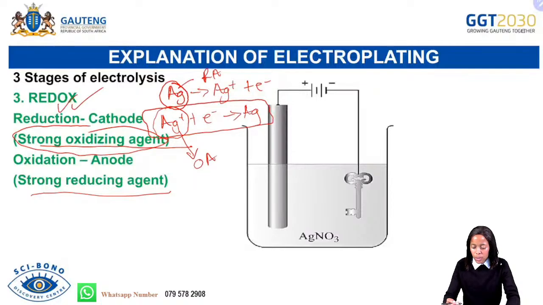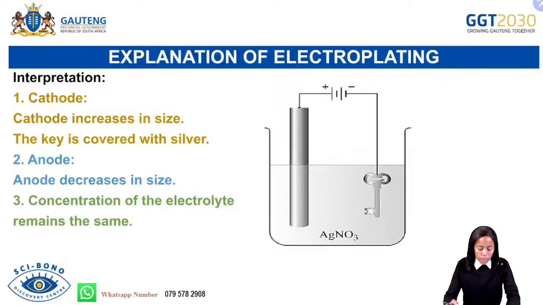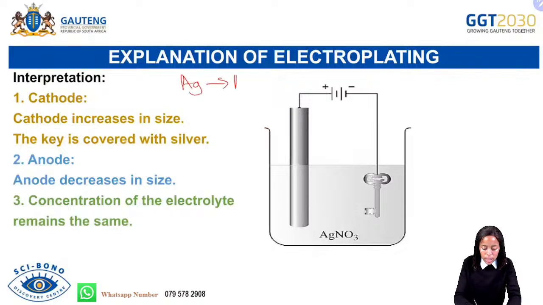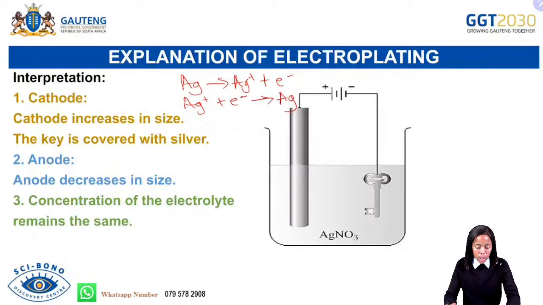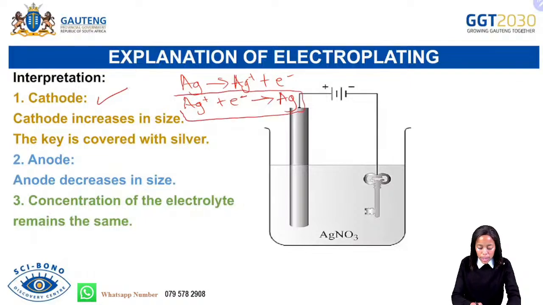Okay. So now, when it comes to the interpretation, this is what we are saying. So if you have your two reactions, Ag to give us Ag plus plus 1 electron, and Ag plus plus 1 electron to give us Ag, this is now what we are saying. When it comes to the cathode, remember this reaction is the one that represents what?